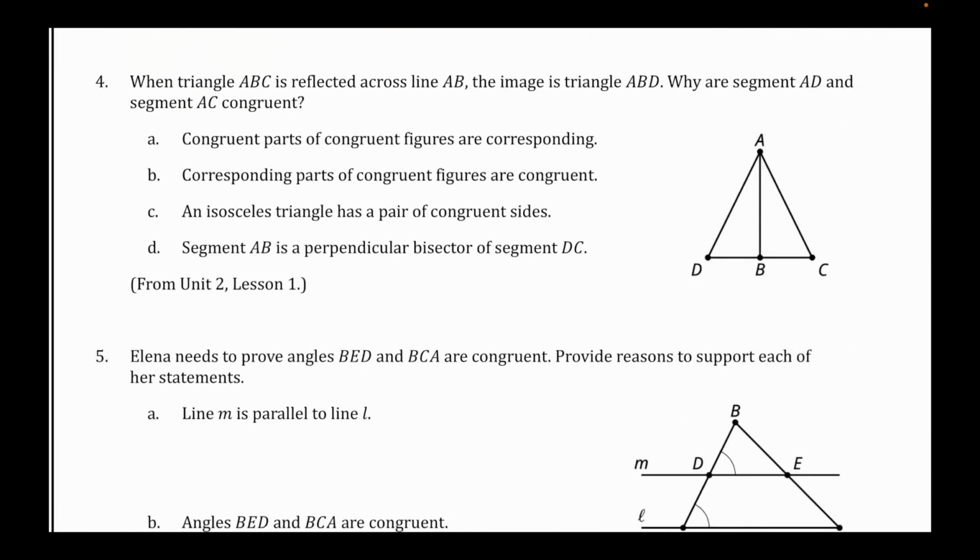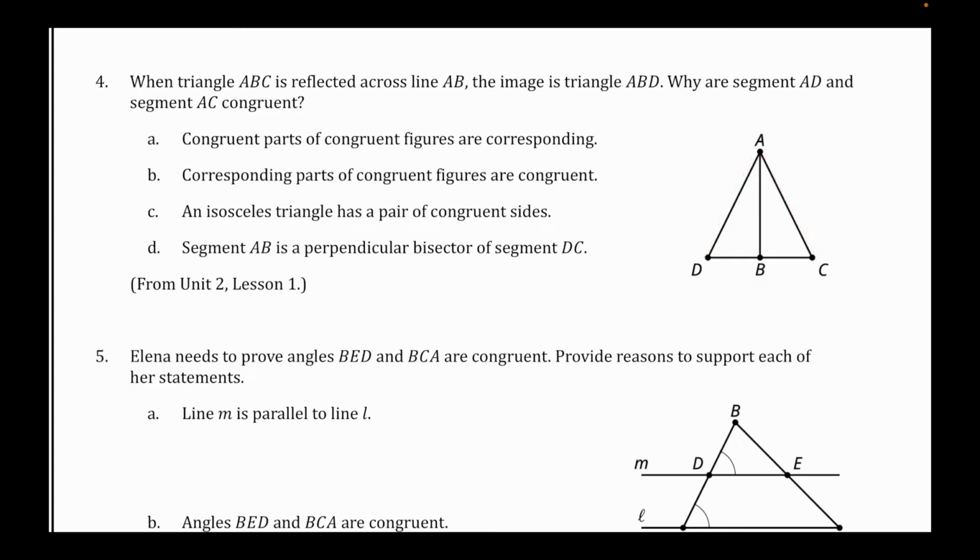Moving along to question 4. We have when triangle ABC is reflected across line AB, the image is ABD. Why are segment AD and AC congruent? Okay, so they're already telling us we're reflecting it across this line right here. They want to know why this side and this side are congruent to each other.